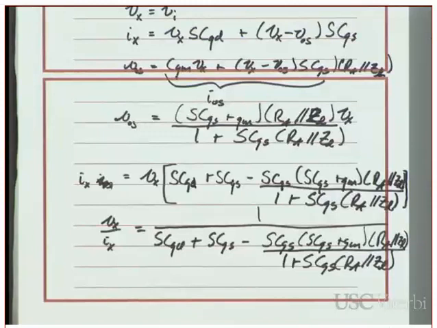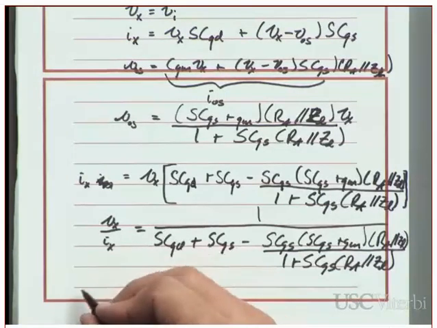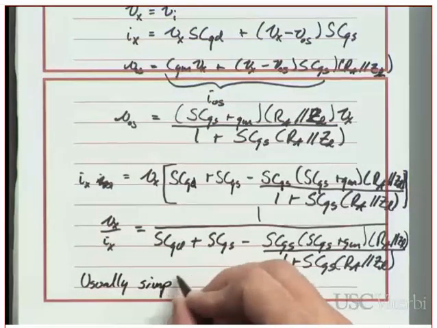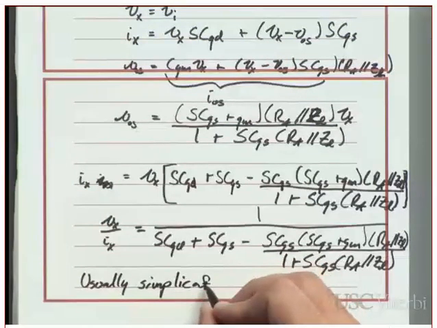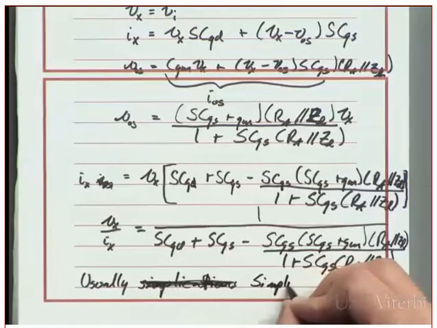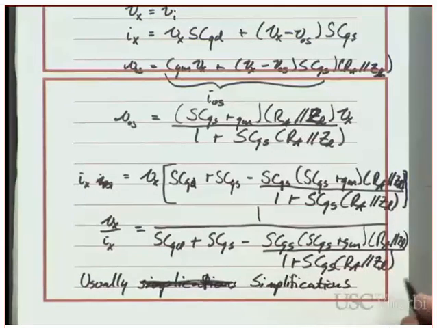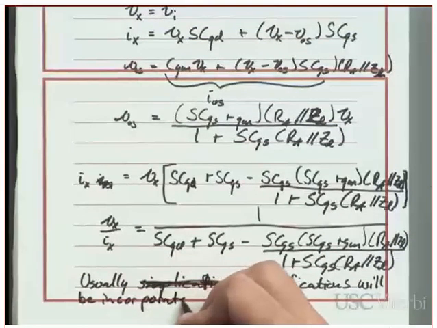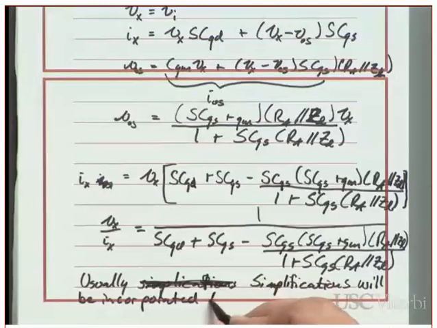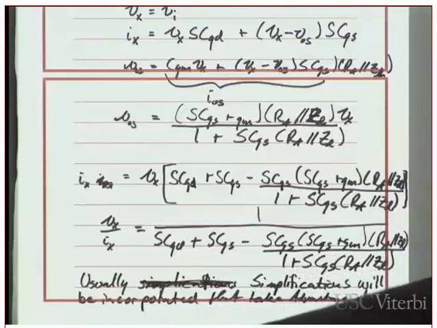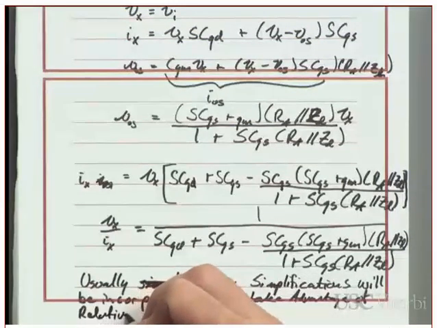and bring it up on the top is, number one, because it wouldn't have actually really made it any neater. And number two, usually when you have an expression like this, you're going to have simplifications. That is not a word at all. Simplifications will be incorporated that take advantage of relative size of components. Relative component sizes.